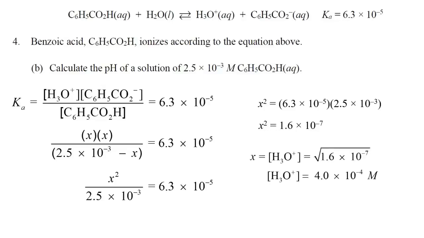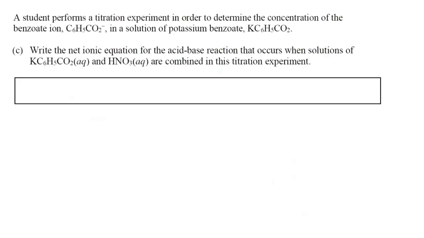I will now take the square root of that number, and when I do that math, I get not my final answer, but I'm getting closer to the pH. I get 4.0 times 10 to the negative 4 moles per liter. That is my concentration of the hydronium ion in this solution. So I will take the negative log of that number, and when I do that math, the negative log of 4.0 times 10 to the negative 4 gives me my pH. So the pH of a solution of 2.5 times 10 to the negative 3 molar benzoic acid works out to be 3.40. Well, hopefully all those calculations made sense, and now let's move on to part C of this question.